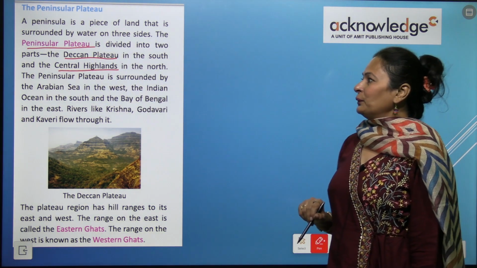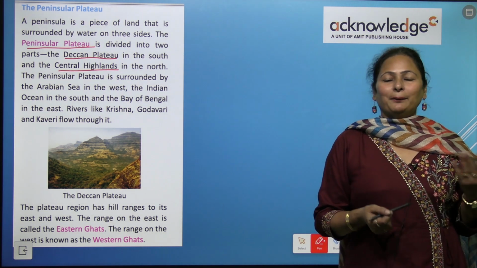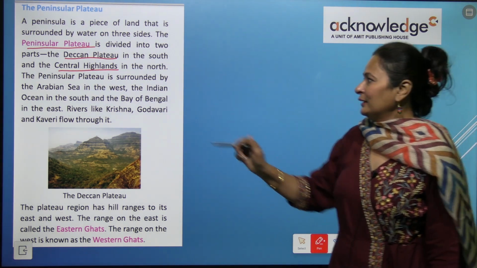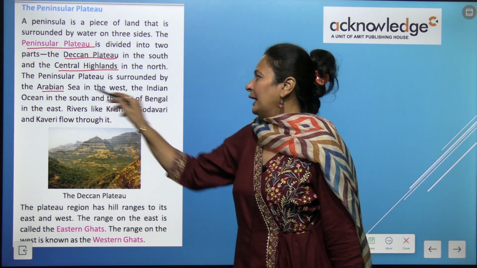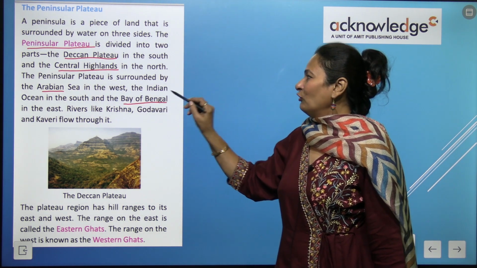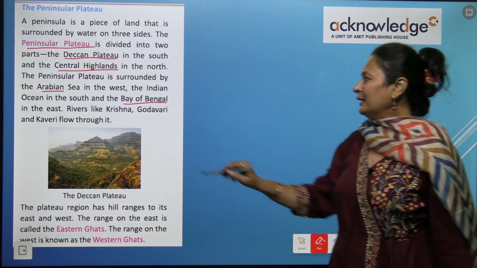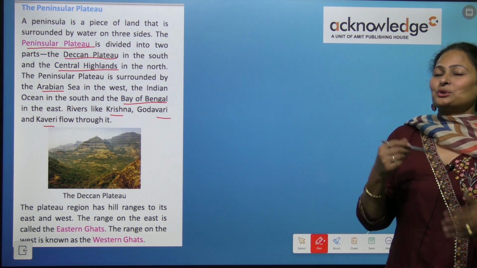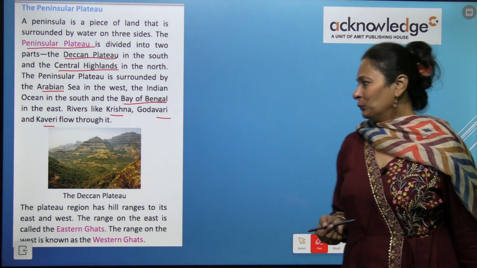The peninsular plateau is surrounded by the Arabian Sea in the west. We all know Arabian Sea flows in the west and the Bay of Bengal flows in the east. So peninsular plateau is surrounded by Arabian Sea in the west and the Indian Ocean in the south and Bay of Bengal in the east direction. Rivers like Krishna, Godavari and Kaveri flow through the southern plateau or peninsular plateau, right?